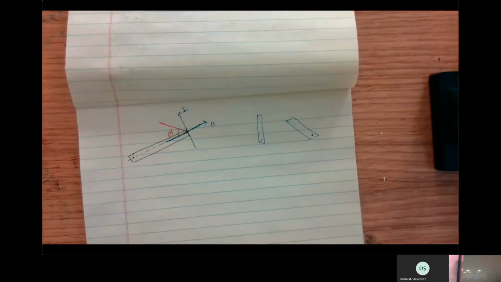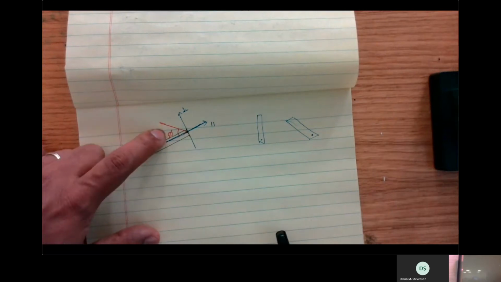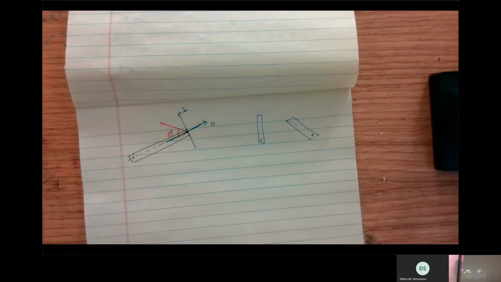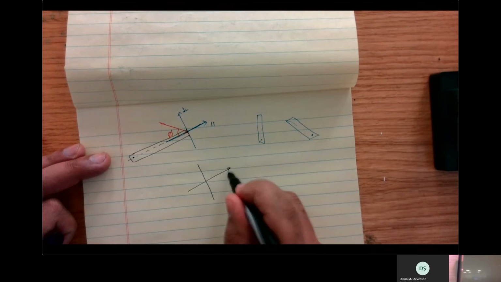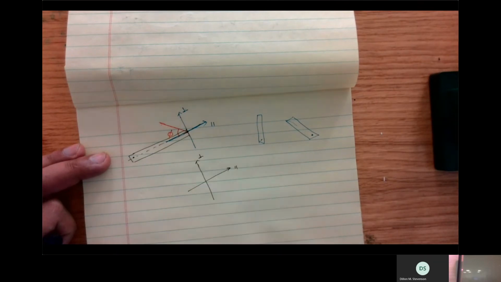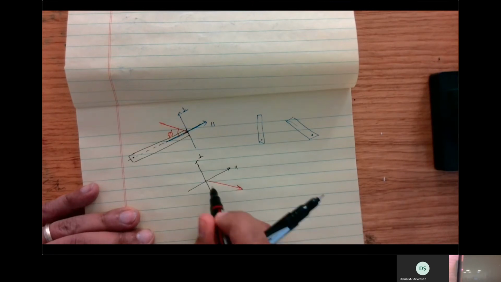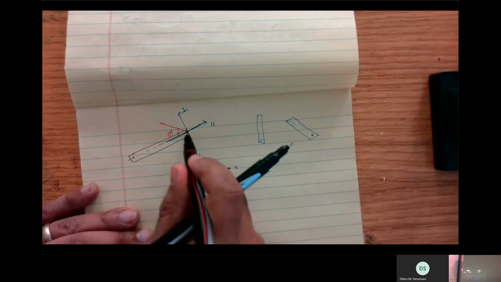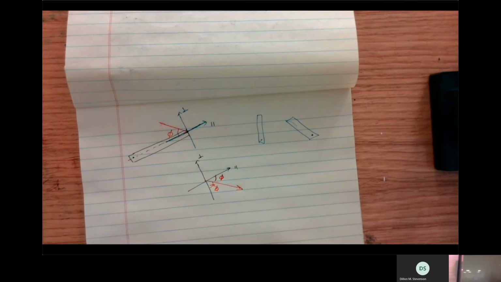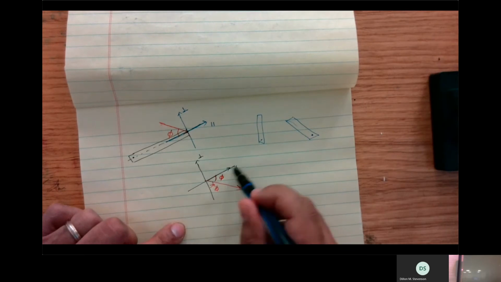Now, this force over here has two components. I'm going to redraw the force over here on this angle. This angle is going to be phi. Now, I hope everybody can see that this force is going to have two components. It's going to have a parallel component, and it's going to have a perpendicular component.